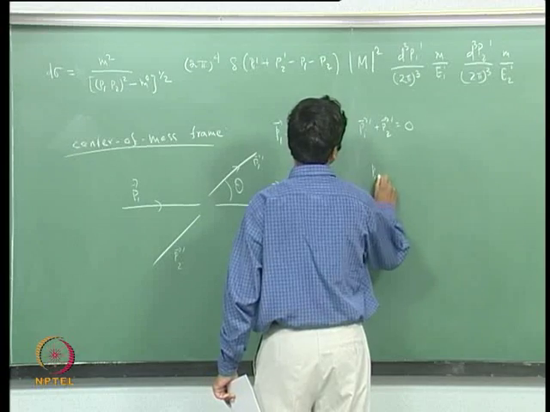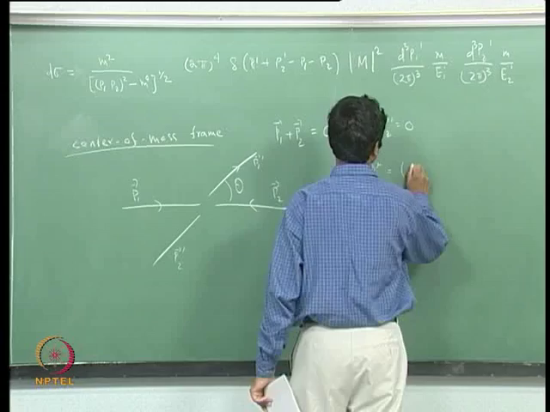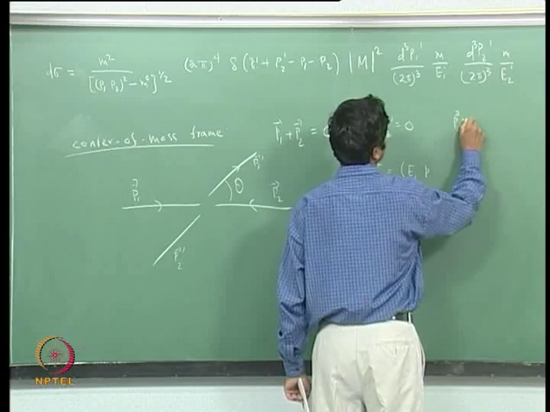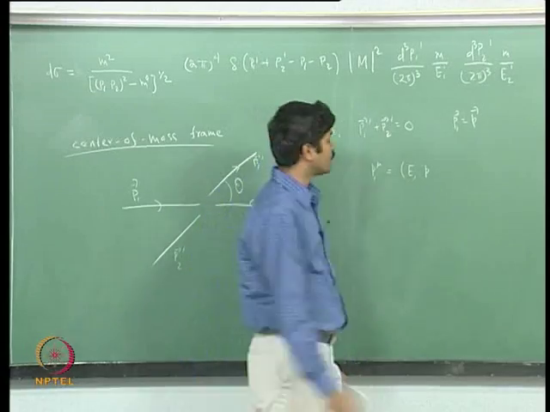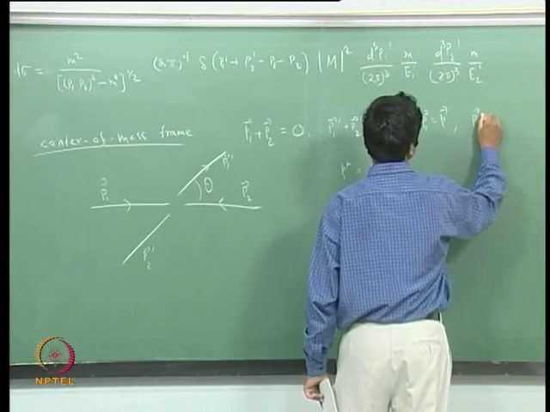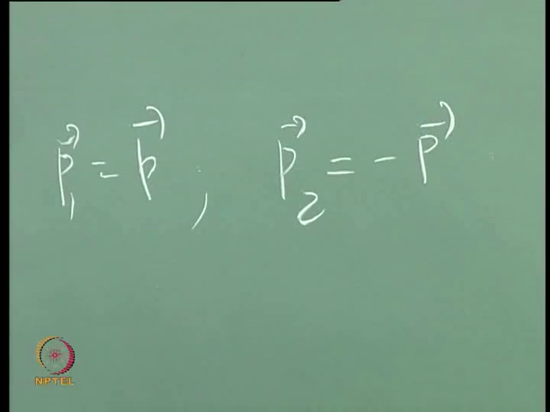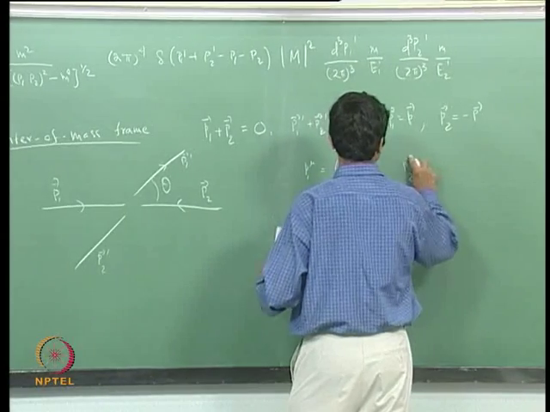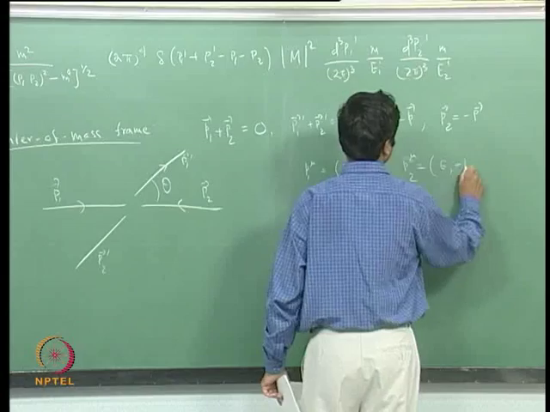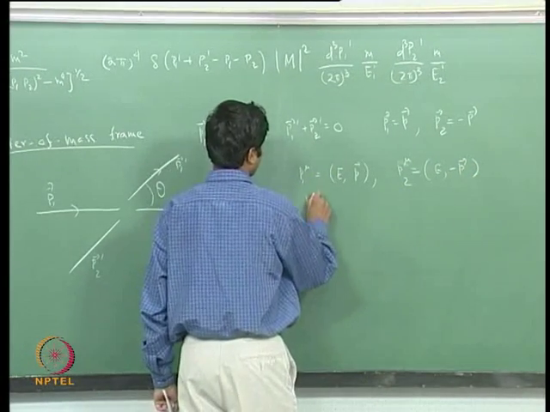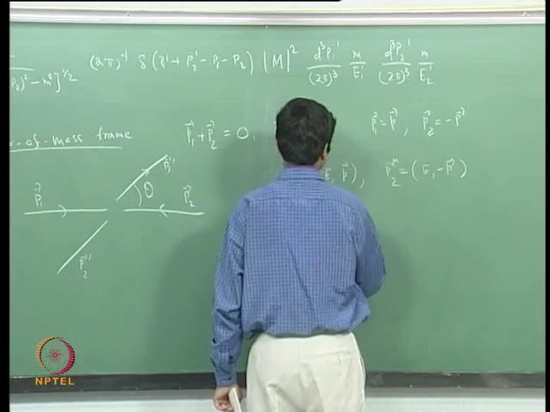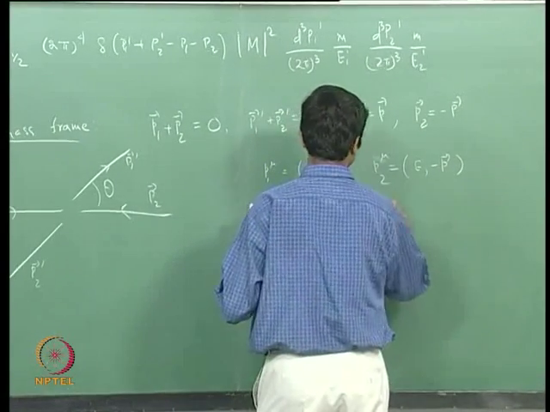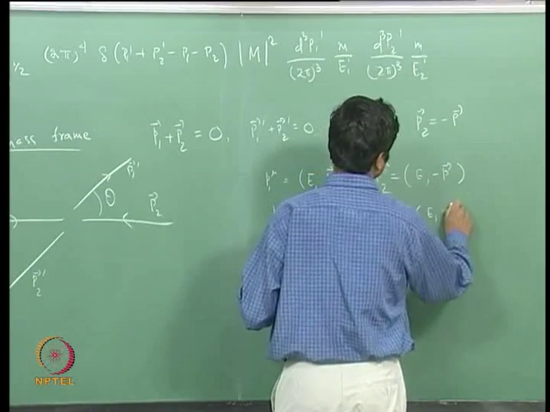Therefore the 4-vector P1 mu is basically E, P, where I denote the three-momentum of the first electron to be P. Then my P2 mu will be E, minus P. Similarly, you have P1 prime mu is simply E, P prime, and P2 prime mu is equal to E, minus P prime.